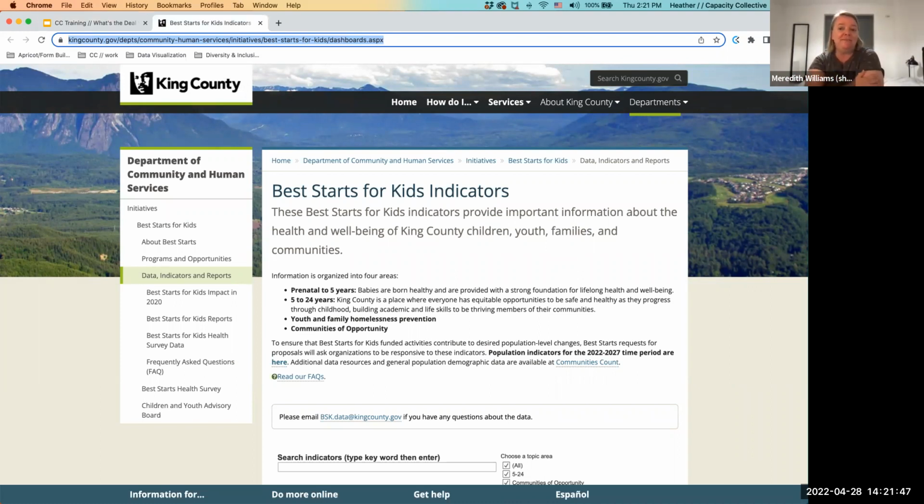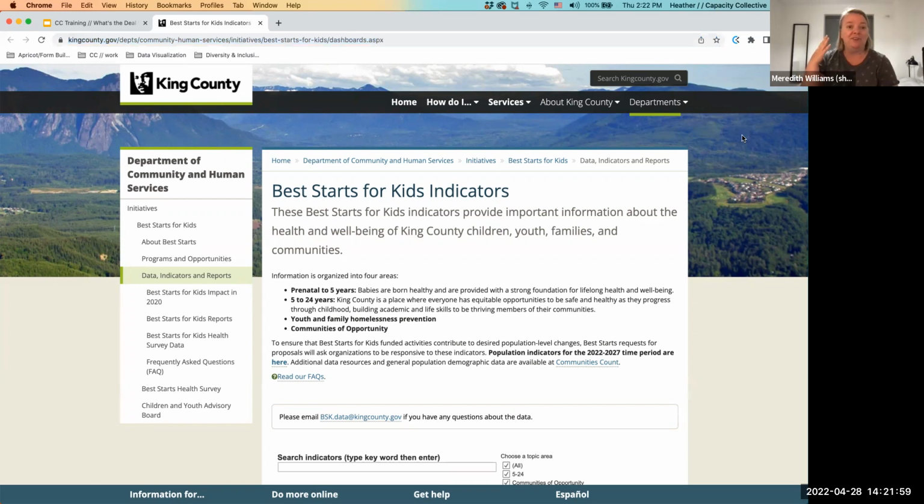The first thing you'll see is there's that data word, indicator, right? So these are the Best Starts for Kids indicators. And Heather has dropped the link into the chat if you want to look yourself and see, okay, after all of this data that you're making me put into the computer, where does it go? This is where it goes.